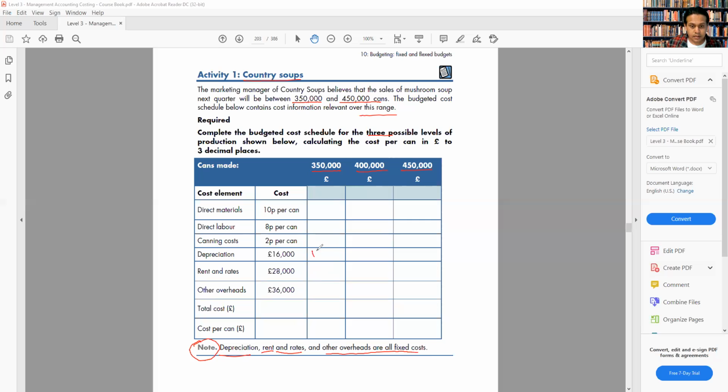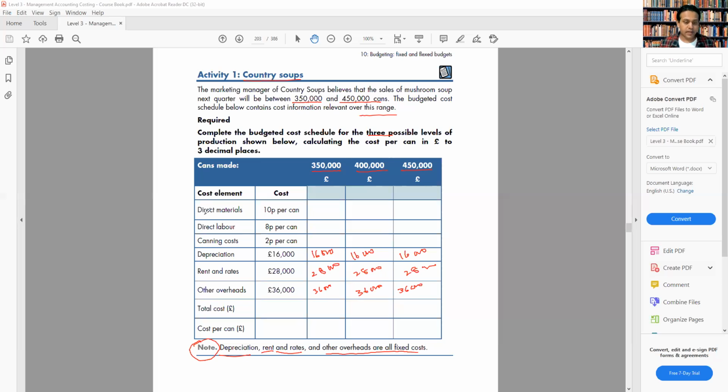16,000. Doesn't matter how many units I make, the cost will be the same because it is a fixed cost, and the question mentioned it very clearly. Then 28,000, 28,000, and 28,000. And then we have 36,000, 36,000, 36,000. All right, let's do the variable cost now.